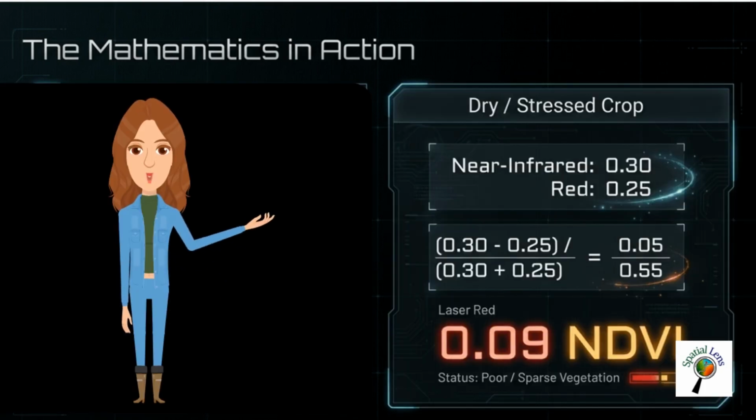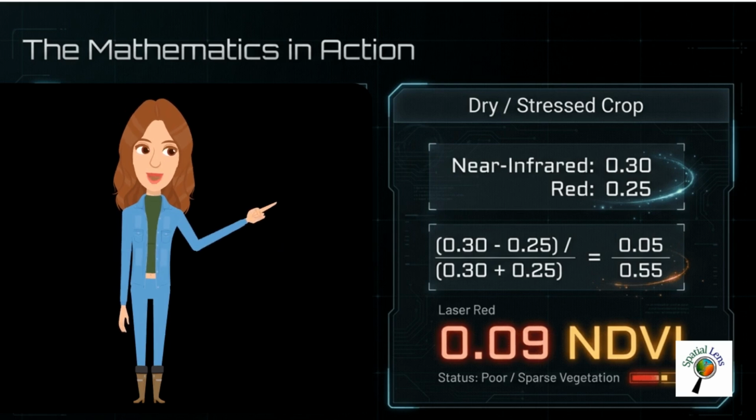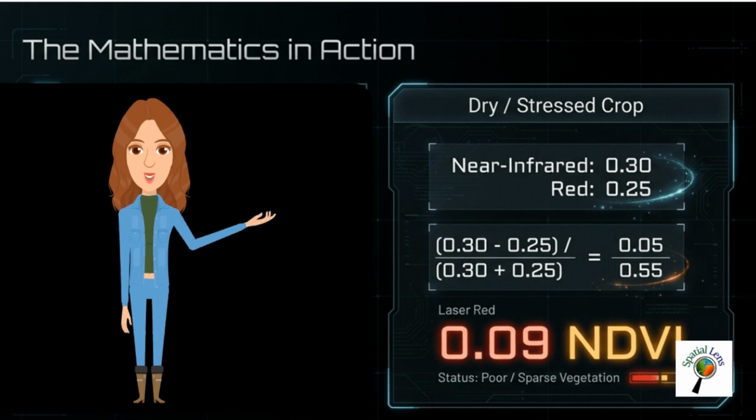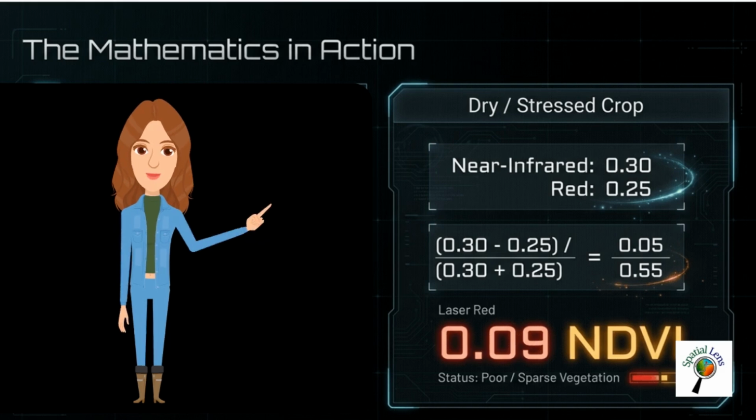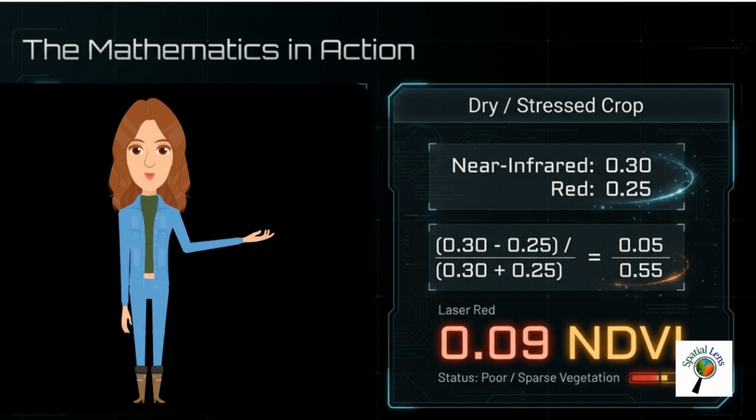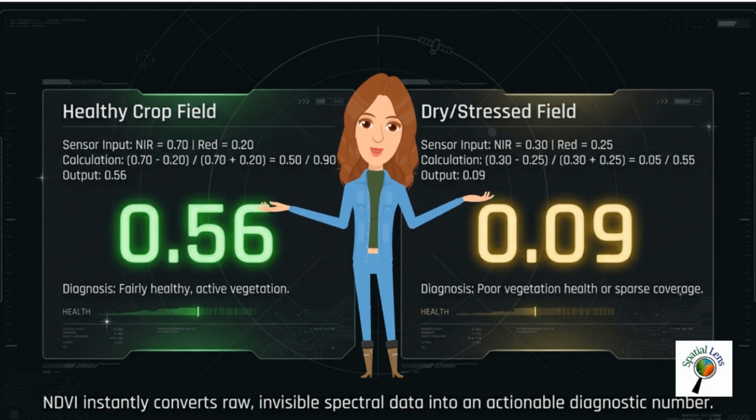Now imagine a dry field. Near-infrared equals 0.3, red equals 0.25. Then NDVI is almost equal to 0.09. This indicates poor vegetation health or sparse vegetation. This shows how NDVI converts raw spectral data into meaningful vegetation information.